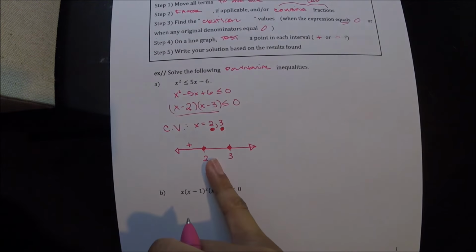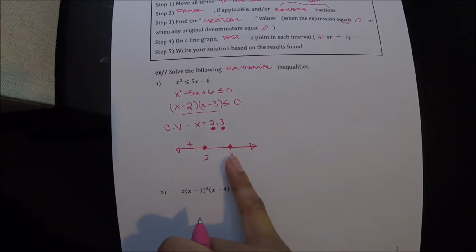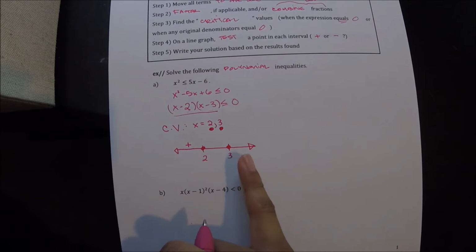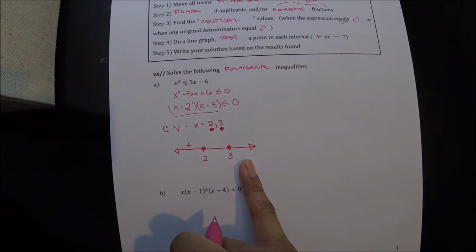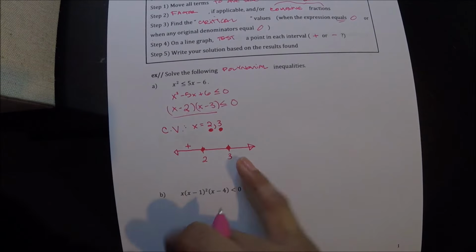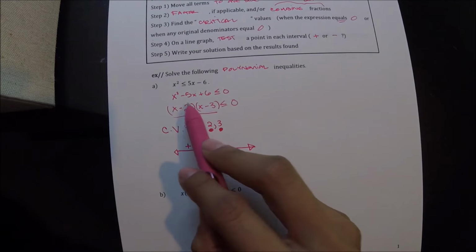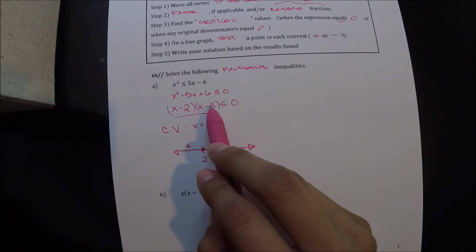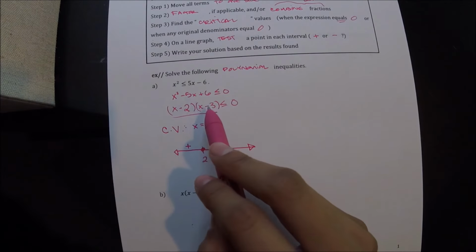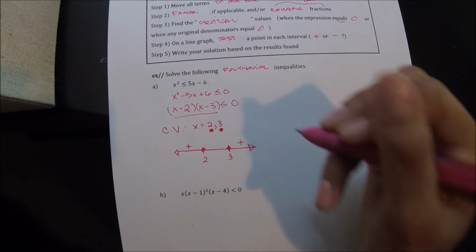And then I'm going to skip this region at the moment because there's not an easy number to plug in. Over here, I will plug in 5. If I plug in 5 here, I get a positive number. 5 minus 2 is positive. Here, 5 minus 3 is also positive. Positive times positive is positive.